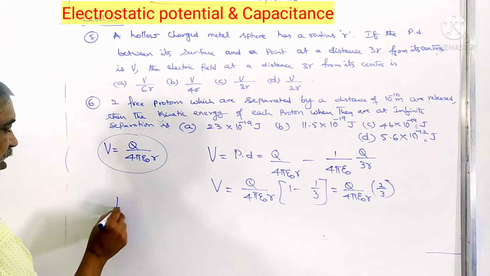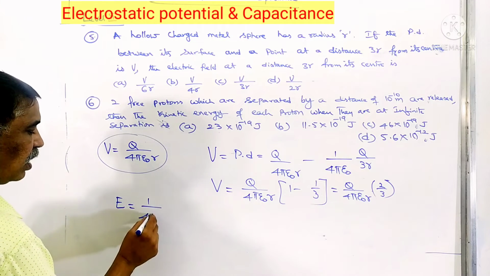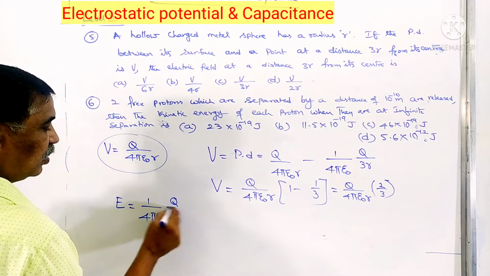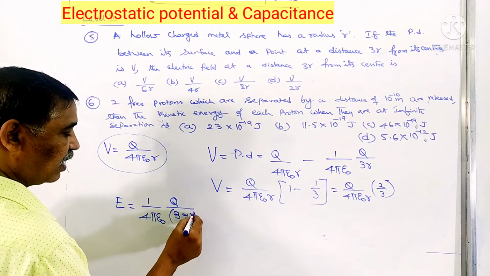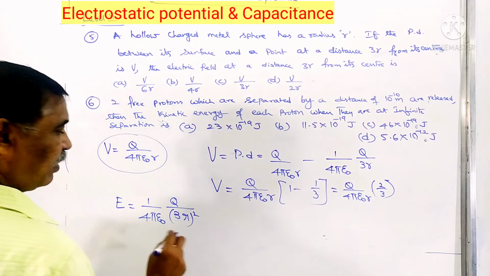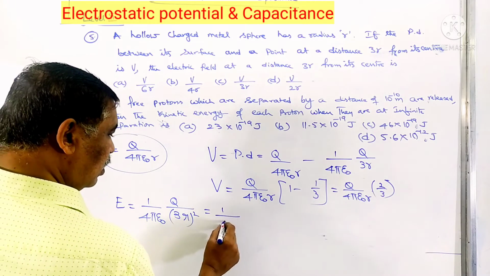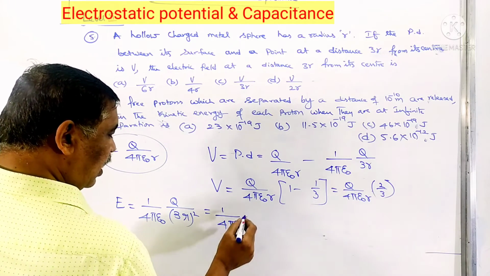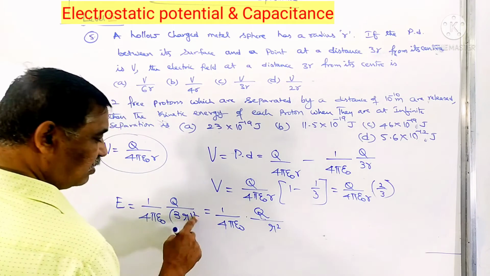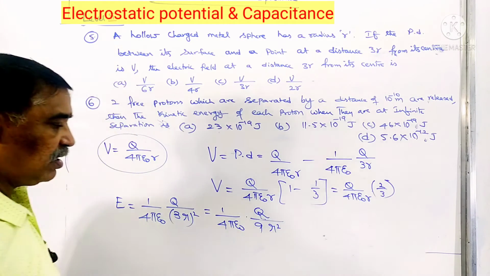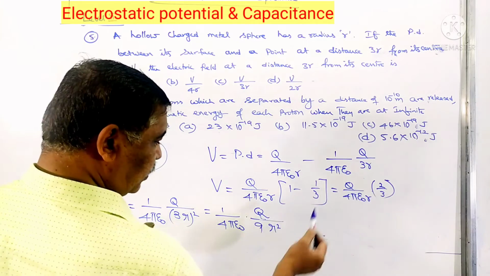Electric field equation is known. So E is equal to 1 by 4 pi epsilon naught Q divided by distance square. Distance is 3r, square. That's it. Simplify this. This is equal to 1 by 4 pi epsilon naught Q divided by 9 r square. 3 square is nothing but 9. Always change it. So just observe this.